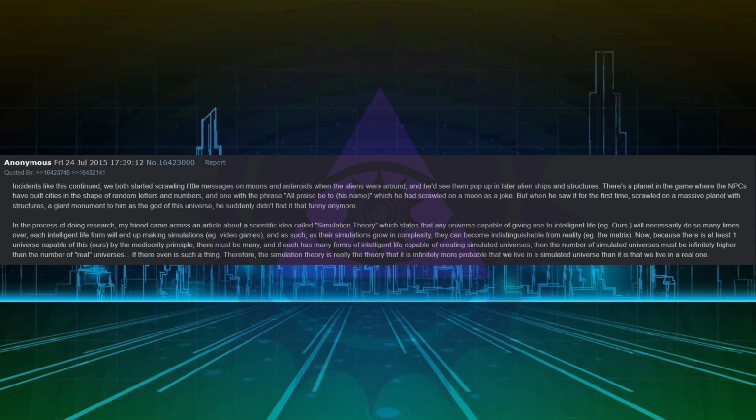Now, because there is at least one universe capable of this, ours, by the mediocrity principle, there must be many, and if each has many forms of intelligent life capable of creating simulated universes, then the number of simulated universes must be infinitely higher than the number of real universes, if there even is such a thing. Therefore, the simulation theory is really the theory that it is infinitely more probable that we live in a simulated universe than that we live in a real one.